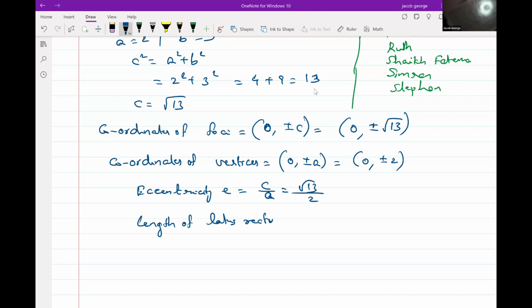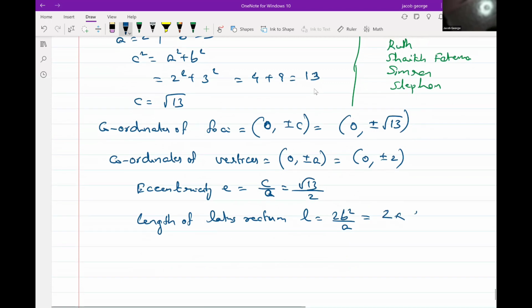Length of latus rectum. l is 2b square by a, which means 2 into b square. b square is 9. 2 into 9 by 2. So it is 9 units. So this is the complete answer to this question. Hope you all understood this.